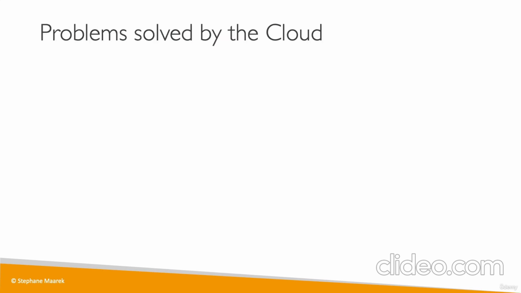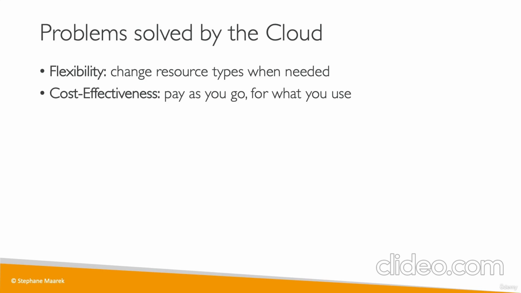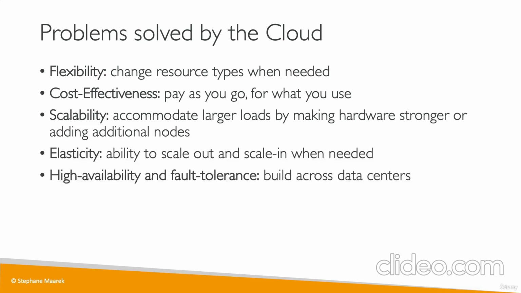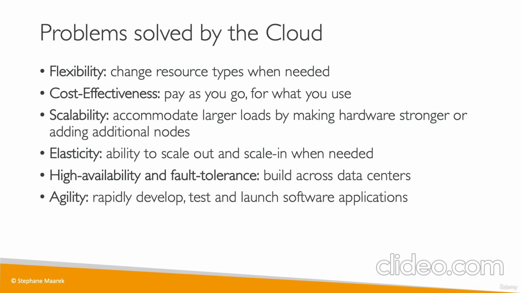Okay, so the problems we just solved by using the cloud is that we're more flexible, we're more cost effective, we are more scalable because we can add resources as we need to go along. We're elastic, we can scale out and scale in when needed. We also have high availability and fault tolerance because we don't rely on one data center, we rely on a fleet of data centers all around the world. We're more agile, we can rapidly develop, test, and launch software applications. And all of this makes the cloud a really no-brainer. So that's it just for an introduction of how the cloud is going to be effective.